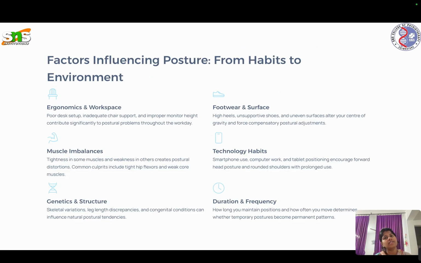Now coming to the factors affecting posture. The first is poor ergonomics, such as improper chair height or screen position, which can lead to bad posture. Wearing inappropriate footwear like high heels can also shift the body's alignment, and muscle imbalance, where some muscles are tight and others are weak, also plays a major role. Technology usage, especially prolonged phone or laptop usage, is one of the most common causes nowadays, and even genetics and structural differences play a major role in posture.